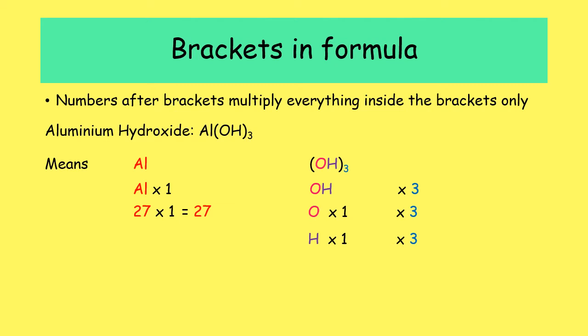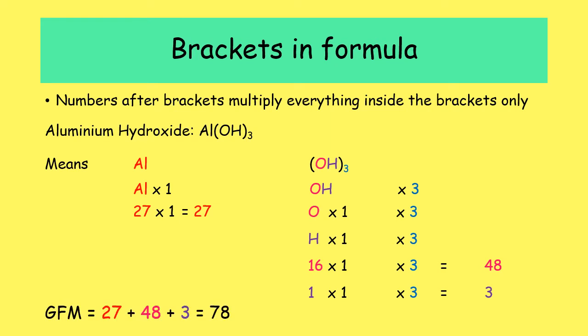Next step is to look up what the mass of oxygen and the mass of hydrogen is on page 7 of the data booklet, and that is 16 for oxygen and 1 for hydrogen. And now we've got our multiplications. We've got 16 times 1 times 3, which gives us 48. We've got 1 times 1 times 3, which gives us 3 for hydrogen. And when it comes to putting it all together to give us our gram formula mass, or our relative formula mass, it is 27 from aluminium, 48 from oxygen, plus 3 from hydrogen, which when added together gives us 78.